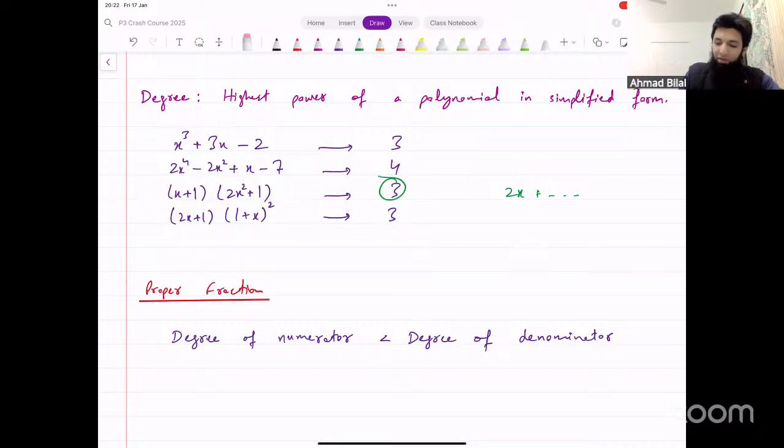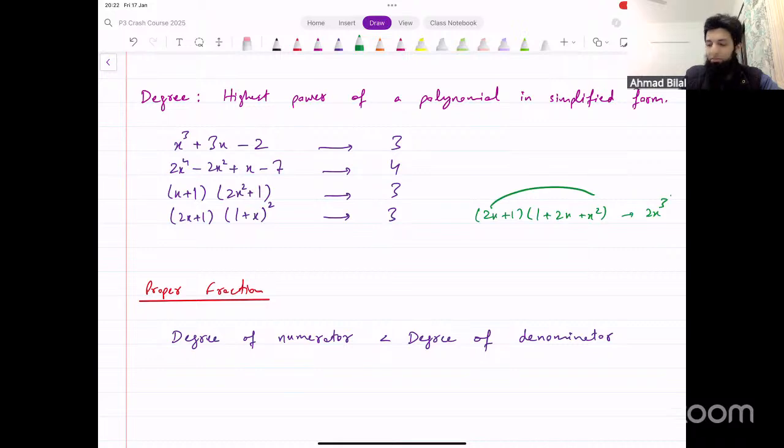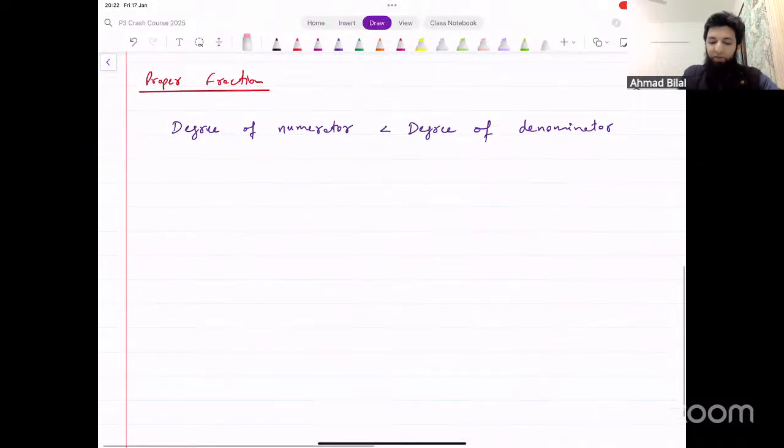Similarly, the next one as well. If you were to simplify this, you have 2x plus 1, and then the other bracket is 1 plus 2x plus x squared. When you multiply them, the highest power term is going to be 2x cubed again. So the highest power is 3. Degree is 3, therefore. So what are proper fractions? Proper fractions are those fractions where the degree of numerator is less than the degree of the denominator. And then what about improper fractions?